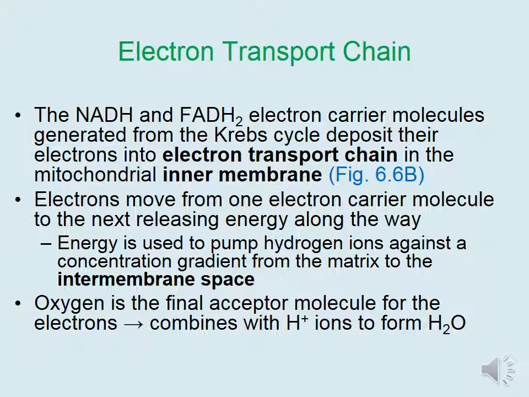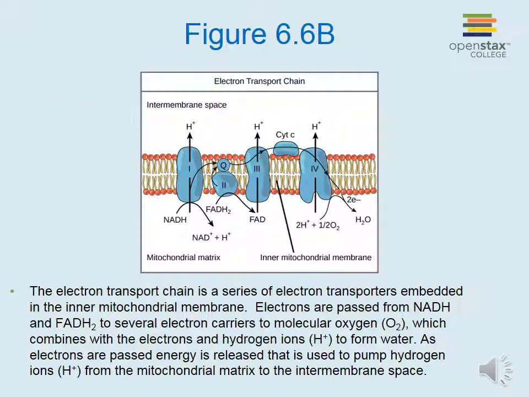But right now, realize that oxygen is the final electron acceptor molecule. It combines with the electrons and hydrogen ions to form water. This is why oxygen is so important to our cells, because if we don't have oxygen, the electron transport chain will stop, and therefore the next step that we discuss will stop, and our cells will no longer be able to produce ATP. The electron transport chain is a series of electron transporters embedded in the inner mitochondrial membrane.